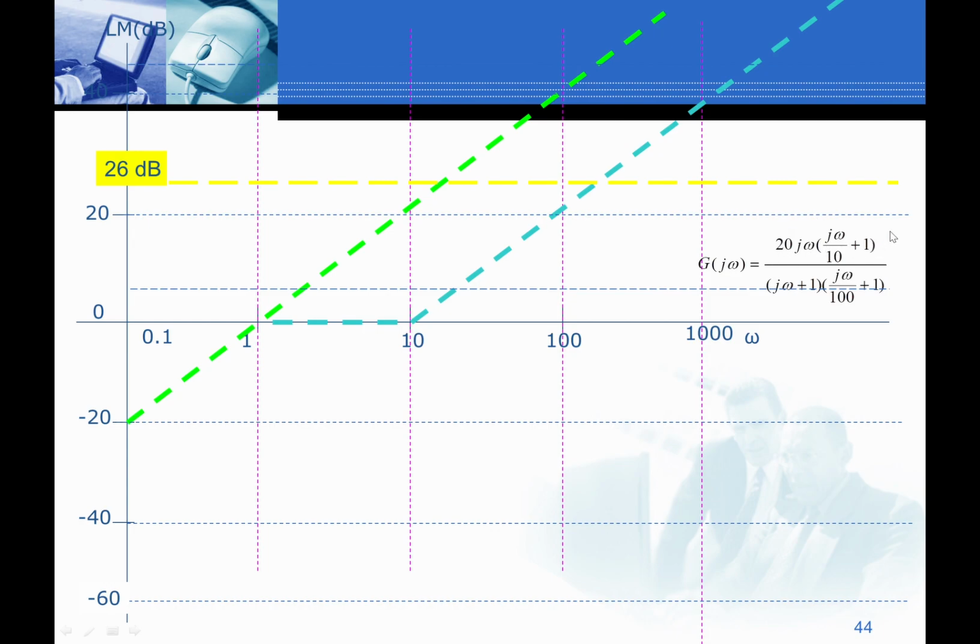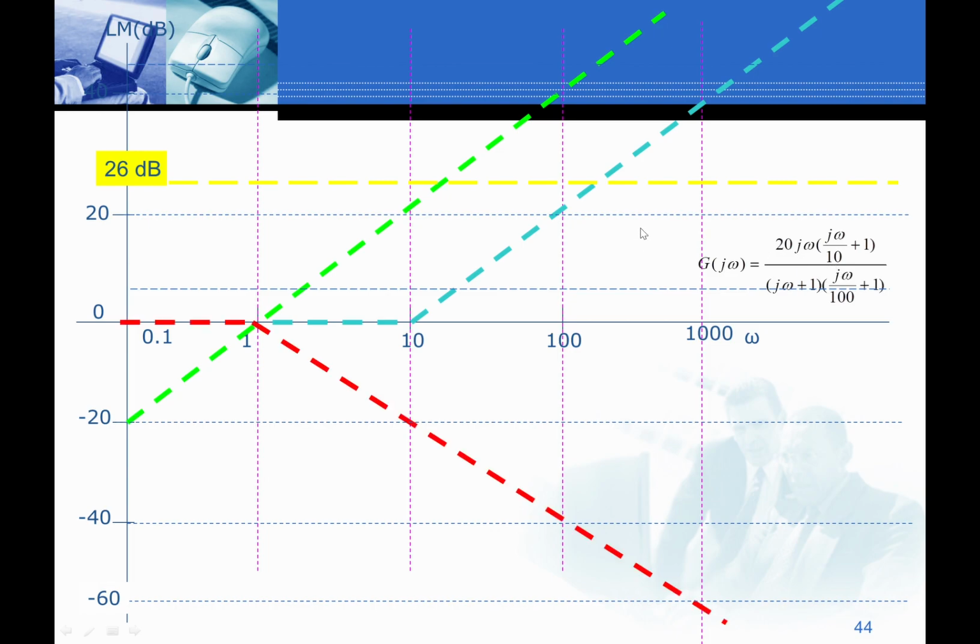For the second term, the zero with corner frequency at 10. Remember, for a zero that is not at origin, it starts at 0 until it intersects with the corner frequency at 10. Then it goes up with a positive slope of 20 dB per decade. So at frequency 100, it will intersect at 20 dB, and at frequency 1000, it will intersect with 40 dB. So this line has a 20 dB per decade slope. So we are complete with the zero terms.